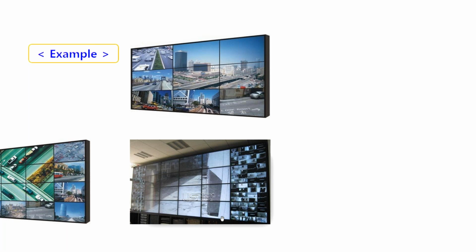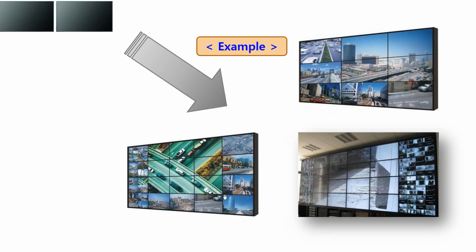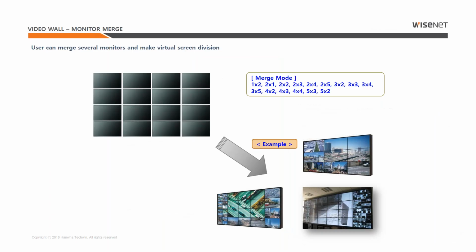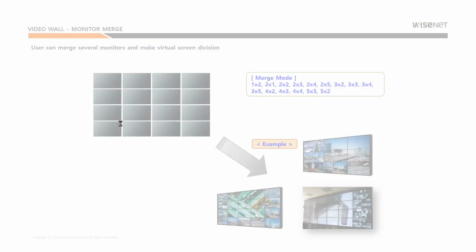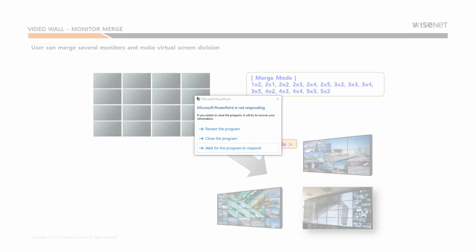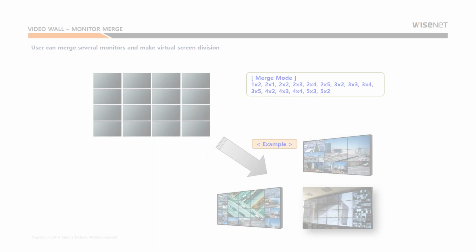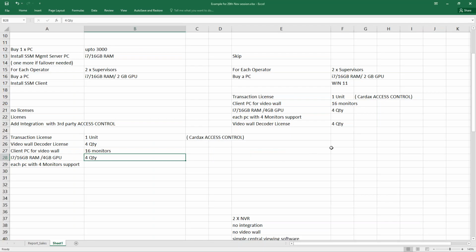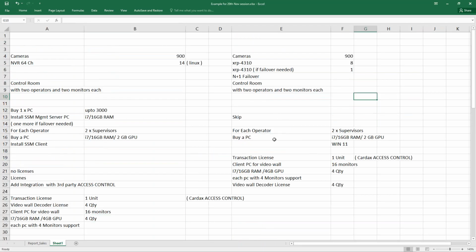Also, 2 functions. You can remotely control all the monitors. You can remotely merge one camera across multiple monitors. So 2 functions you will get. Again, to remind you, this is an optional feature. If your customer does not require it, you don't have to propose it and increase the price. Okay, so these are the functions of SSM VMS for a typical CCTV installation.